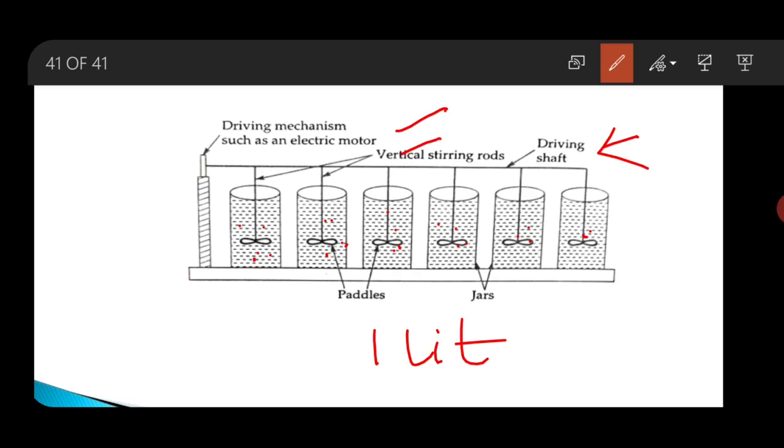So this is all about the jar test for determining the optimum dose of coagulant. With this we have completed the coagulation process. In the next class we will discuss the next process, that is filtration.